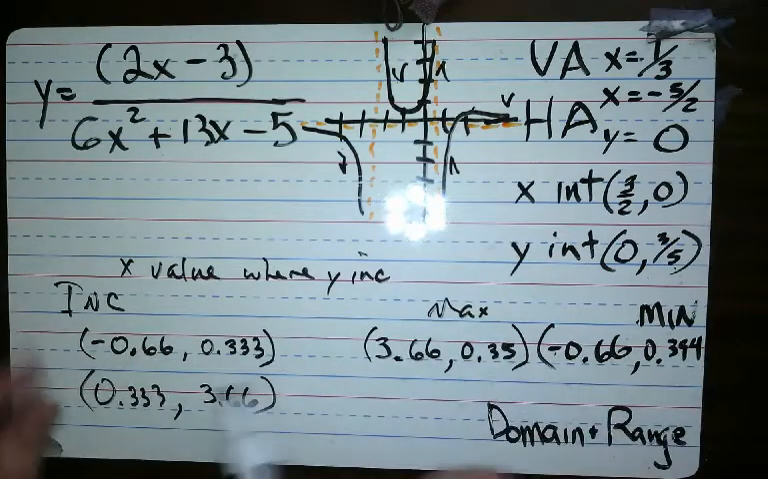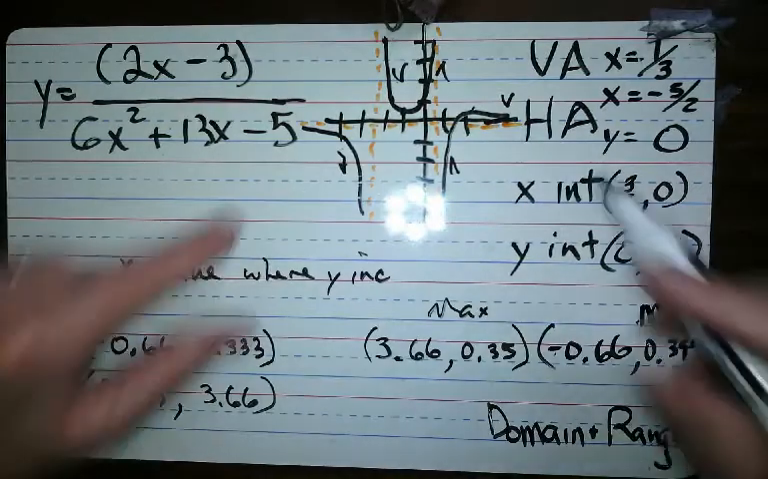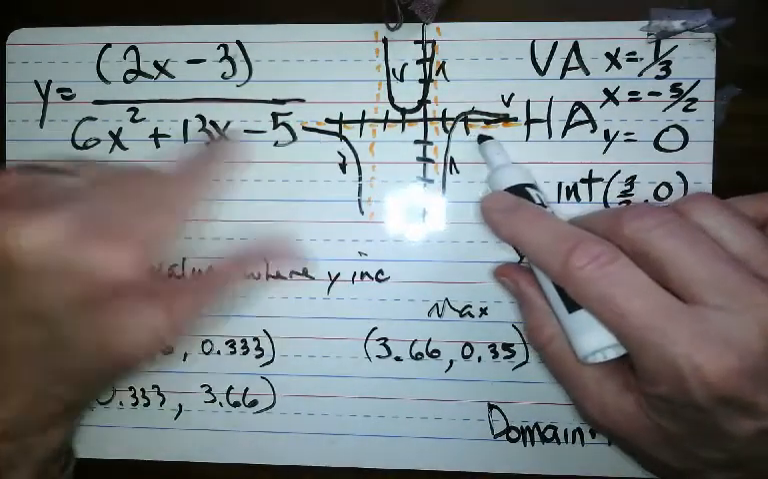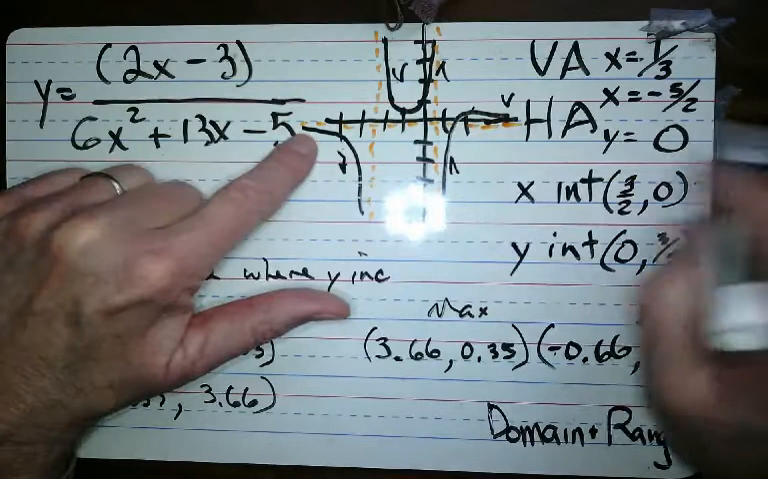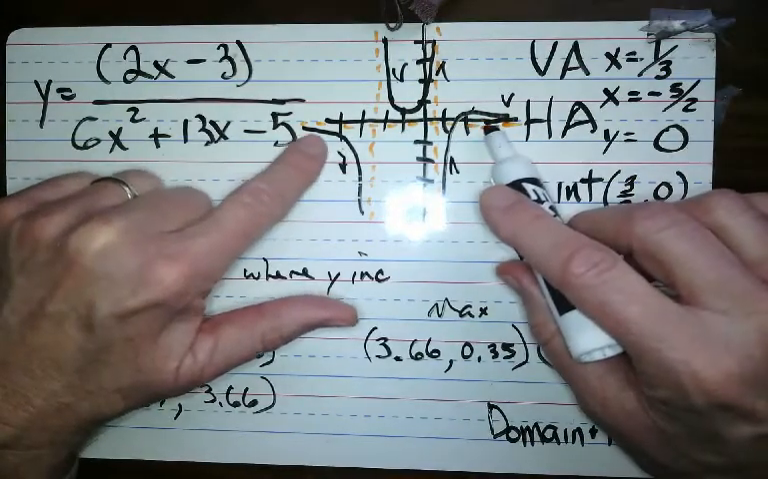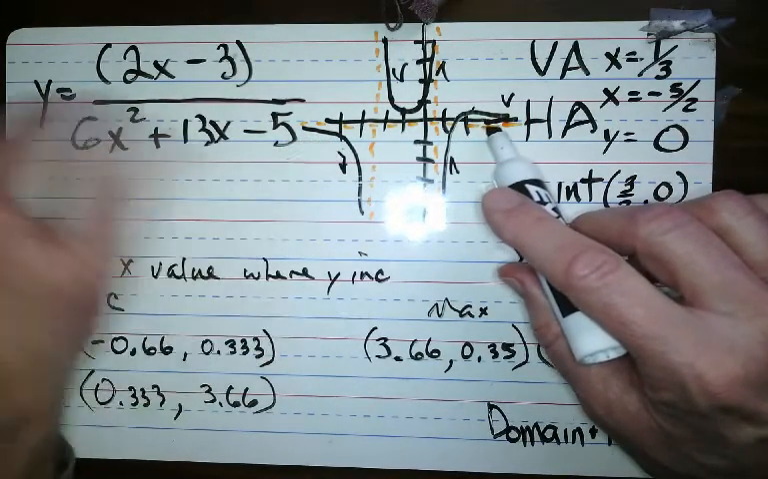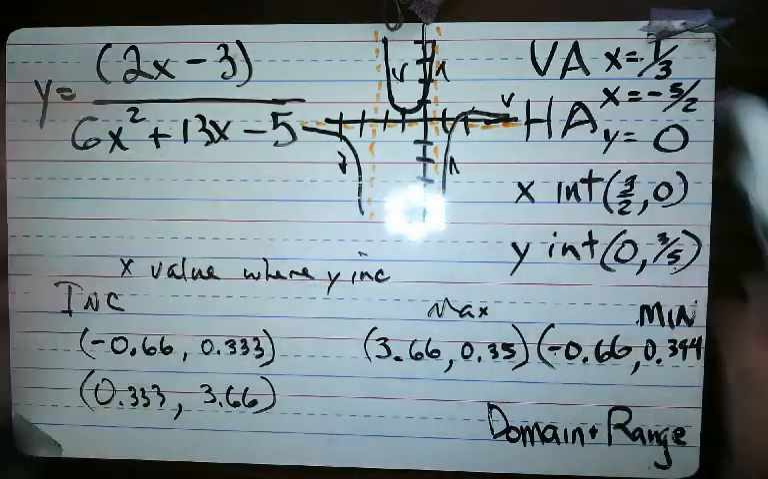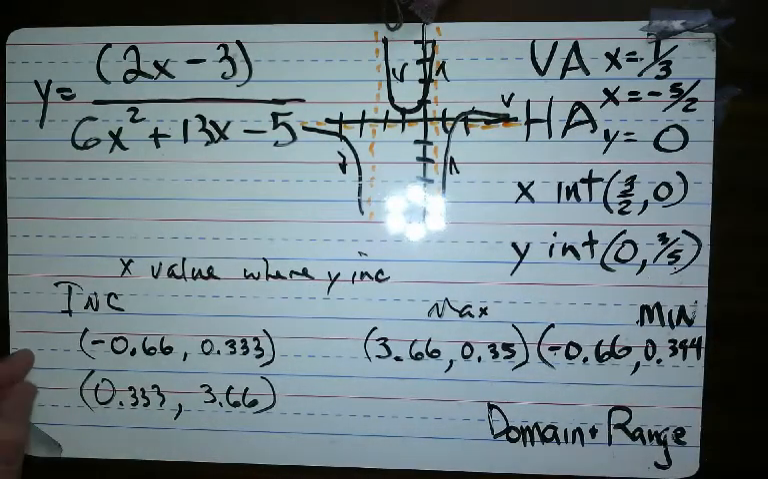Usually when we talk about this, we talk about end behavior, but that's not on this one. But end behavior, on the left it's getting close to zero, and on the right it's getting close to zero. And then finally, domain and range.